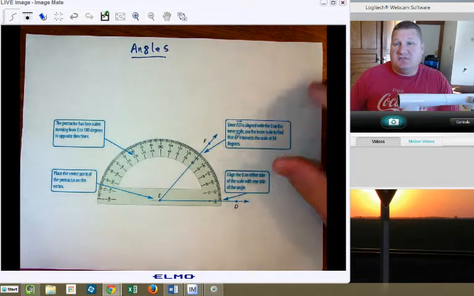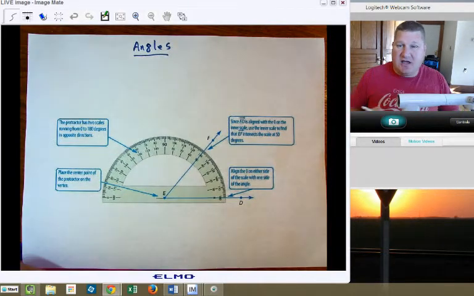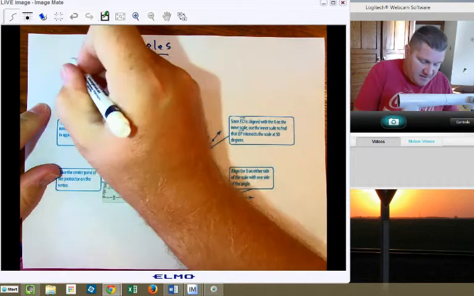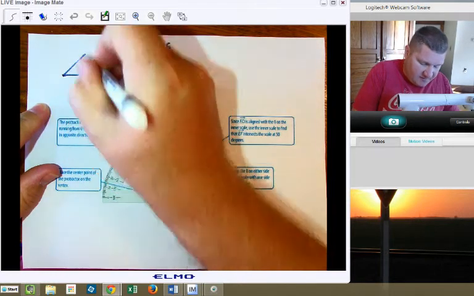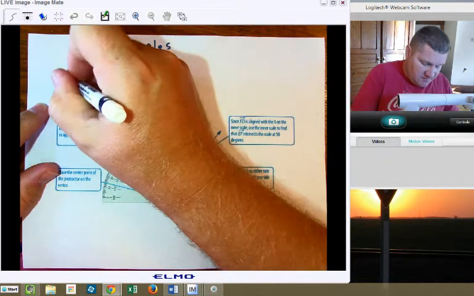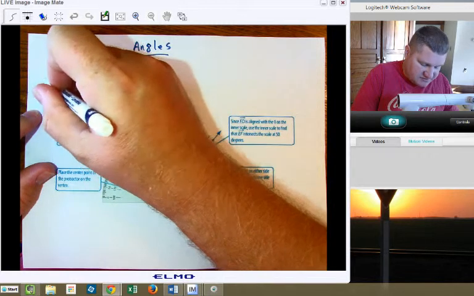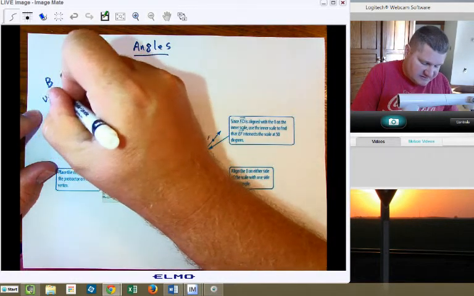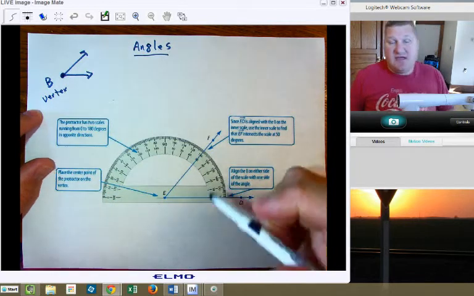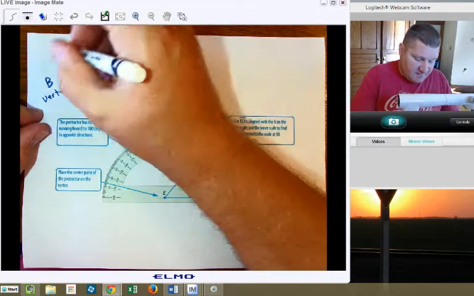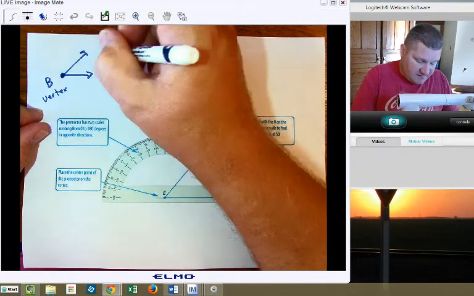Okay, ladies and gentlemen, let's talk about angles. Now, before we get to the protractor, let's talk a little bit more basically. If I have any angle, I have a couple things to talk about. First of all, I'm going to need one vertex, which is going to be key. The vertex is what's going to determine everything about this angle. That's where everything is measured from. It's a key point.